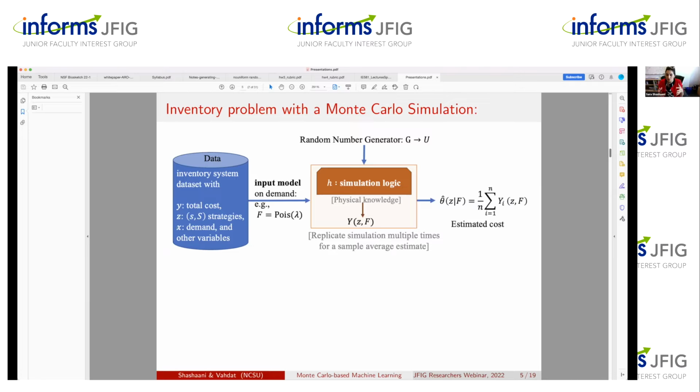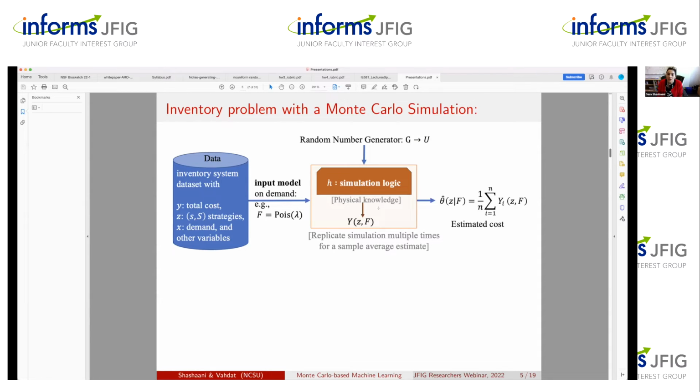Just to review what this inventory problem is, you're going to have demands, and your choice is what should be the level of inventory before you order. You put the next order to have enough inventory, and what should be the maximum level that you order. So these are like the (s, S) strategies, if you aren't familiar with them. I'm calling these Z, or my control. And the input model in this case is going to be the demand.